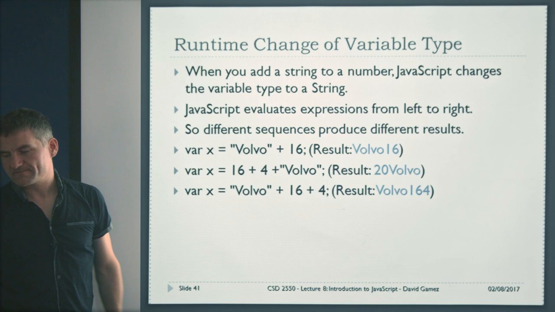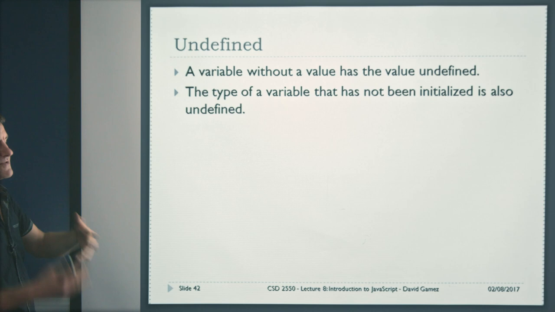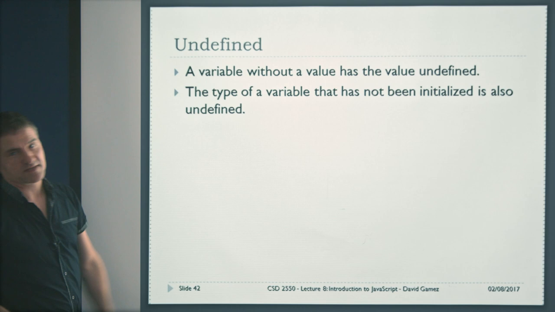You can also have a type undefined, and that's a variable that has no value, or it hasn't been initialized, so it's just undefined. JavaScript hasn't figured out what type it is because it hasn't been given a value, and it uses the value to assign the type, so it's just type undefined in this case.